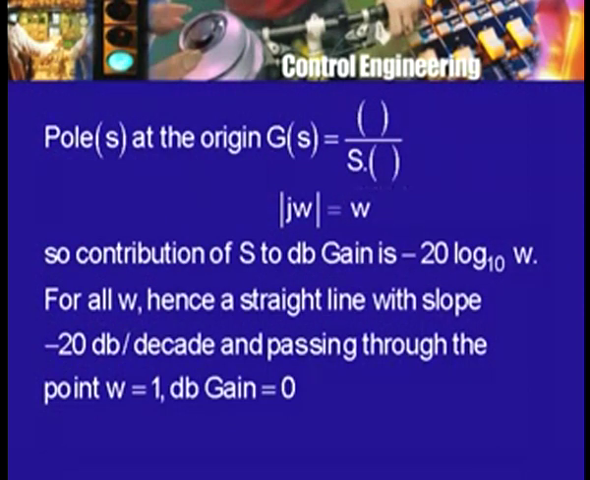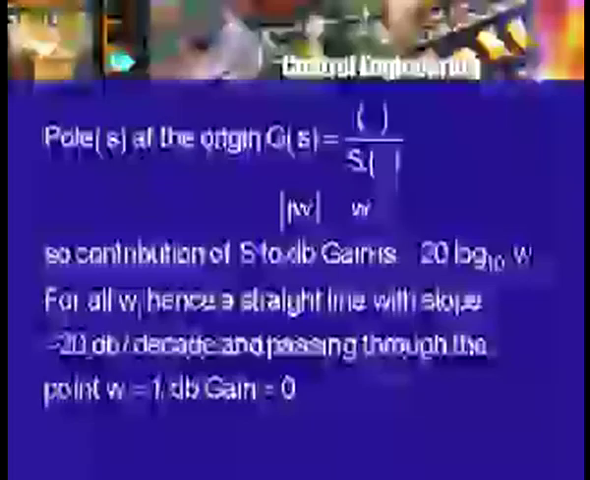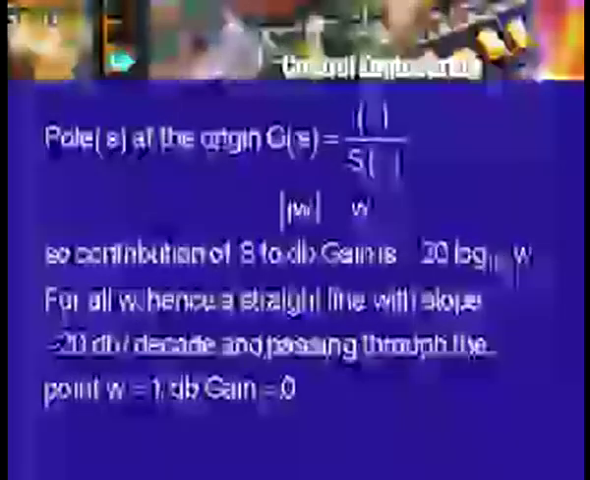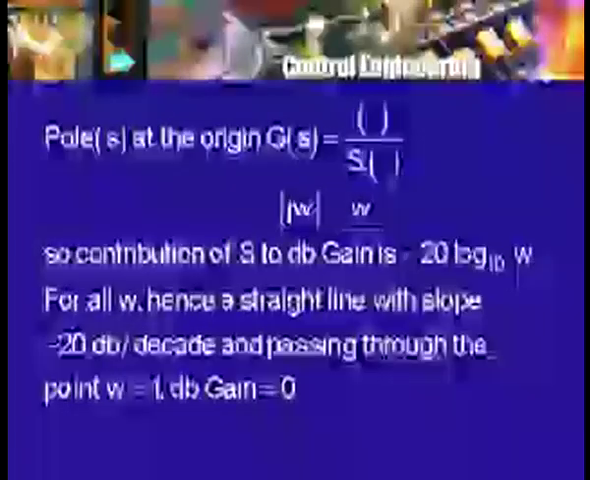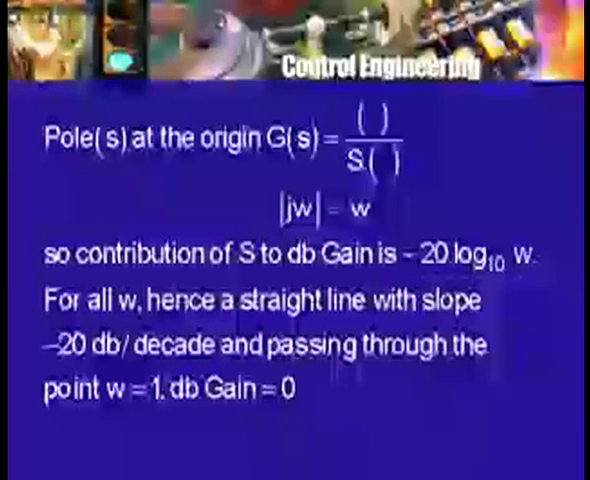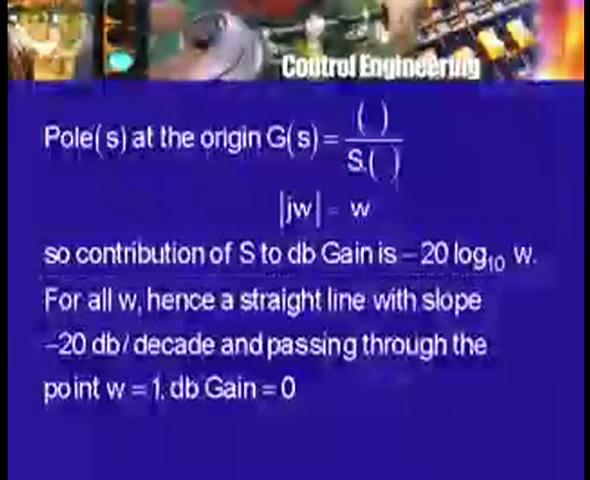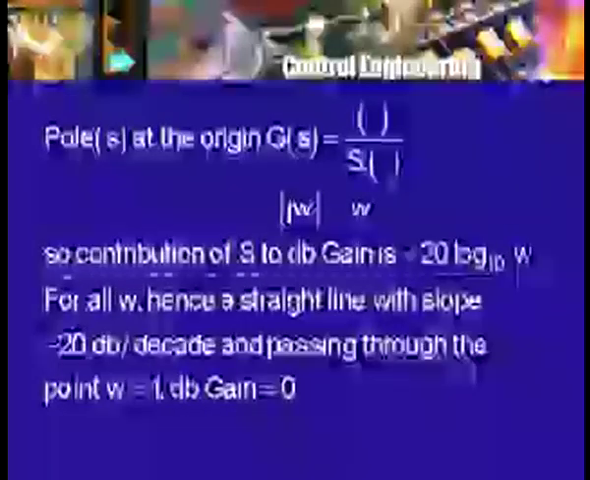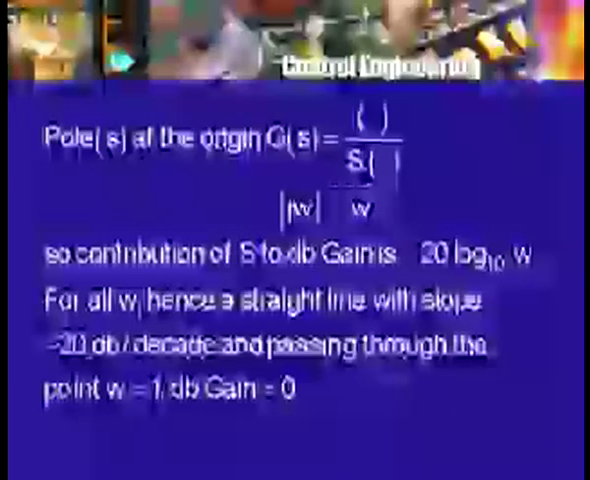Now, interestingly, this is very easy to deal with, because if there is a denominator factor S, then what are we going to do? We are going to replace S by j omega. So I have j omega, and then I am going to take the modulus of this. And what is the modulus of this? It is just omega, and 20 log to the base 10 of omega. Therefore, the contribution of the S factor will be simply 20 log to the base 10 of omega with a minus sign if it is a pole.